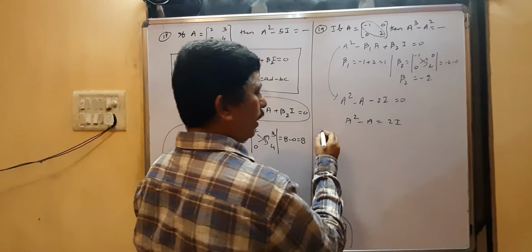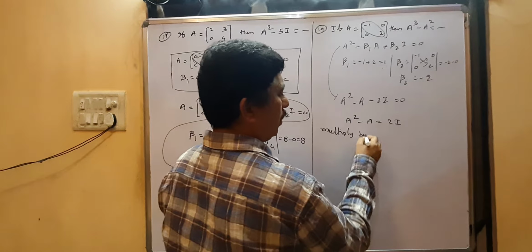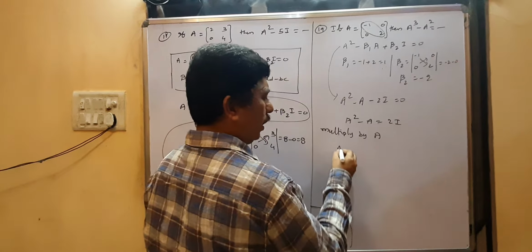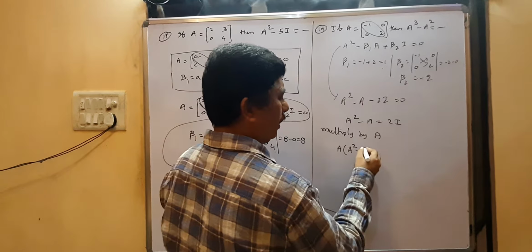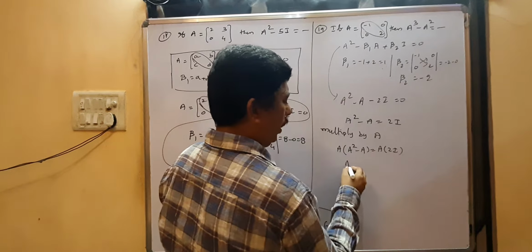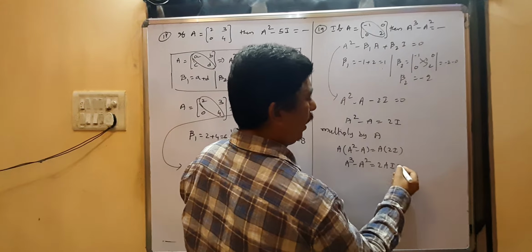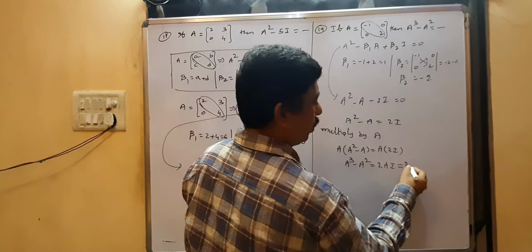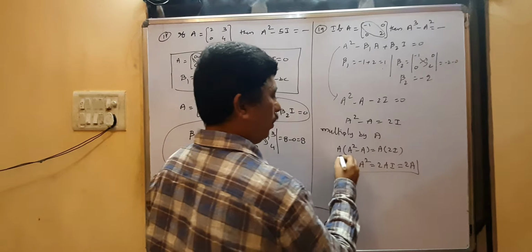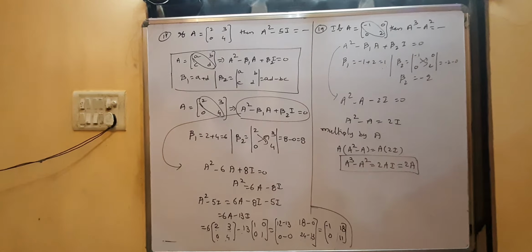They are asking to find A cube minus A square. So multiplying A on both sides, A into A square minus A equals A into 2I. So A cube minus A square equals 2AI. A into I is A. So finally 2A is the answer. A cube minus A square equals 2A is the answer. Copy it.